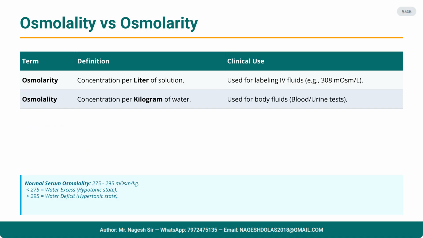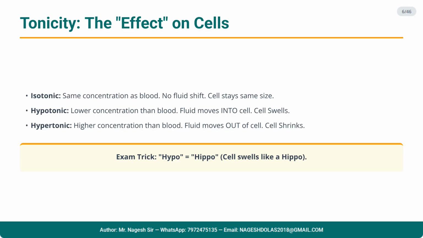Osmolarity is the concentration per liter of solution used for labeling IV fluids. Osmolality is the concentration per kilogram of water used for body fluids. Normal serum osmolality is 275 to 295 milliosmoles per kilogram. Tonicity describes the effect on cells.